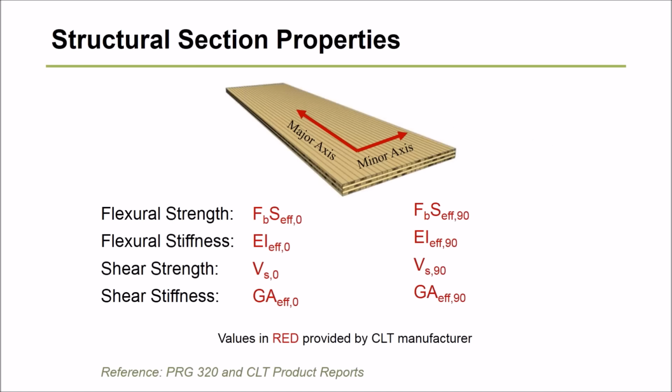So if we take a step back now and look at our panel, and we've picked a section, we've picked a grade, whether it's in the PRG 320 or something that's specific to a manufacturer, the major section properties that you're going to be given are the 8 you see here: the flexural strength, the flexural stiffness, the shear strength, and the shear stiffness in the 2 different directions.